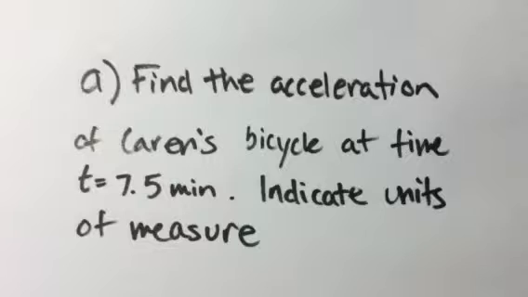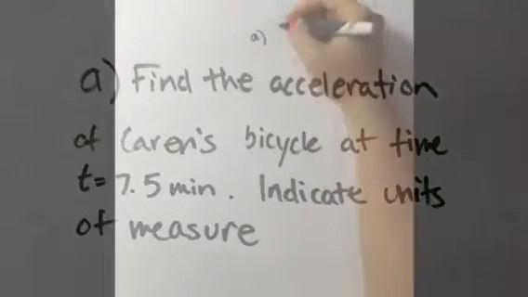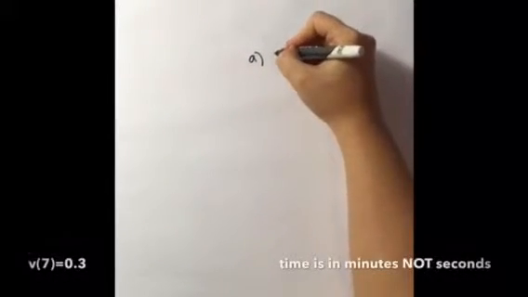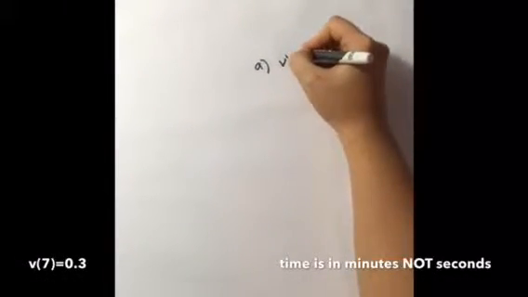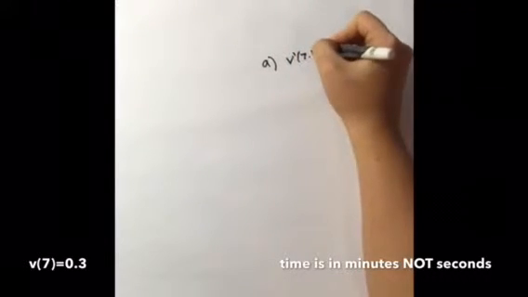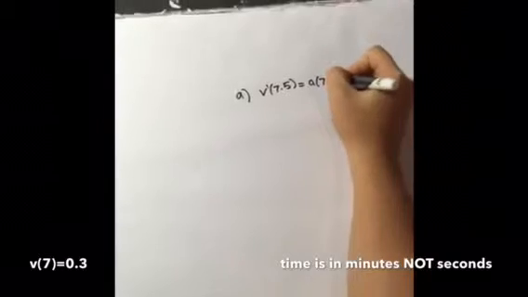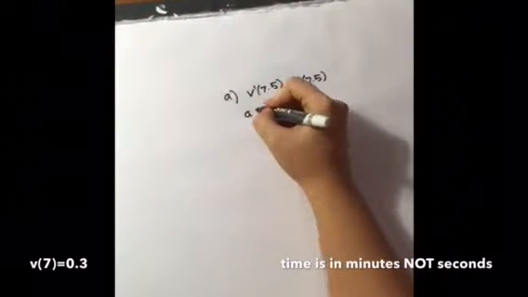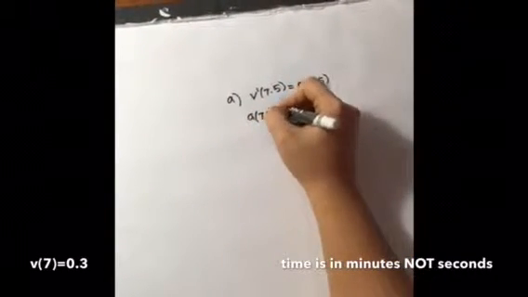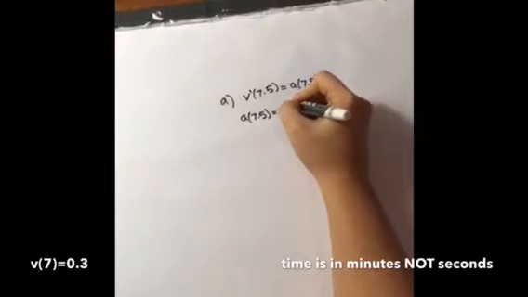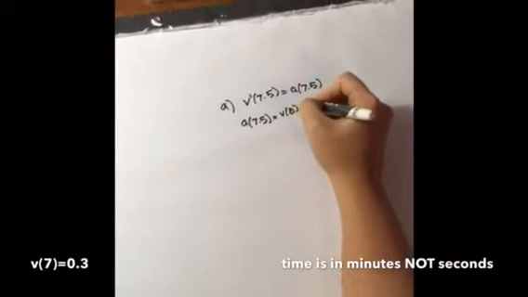Find the acceleration of Karen's bicycle at time t equals 7.5 minutes. Indicate units of measure. So in order to find the acceleration in part A, we're going to have to use the equation v prime of x equals v of b minus v of a all over b minus a. This will give us the average acceleration between those two time frames.